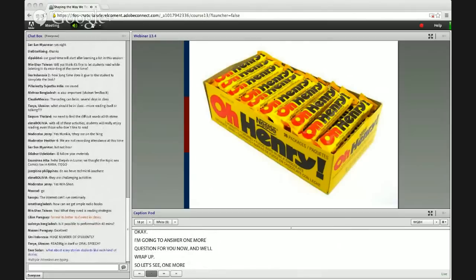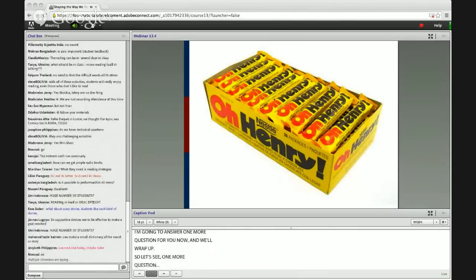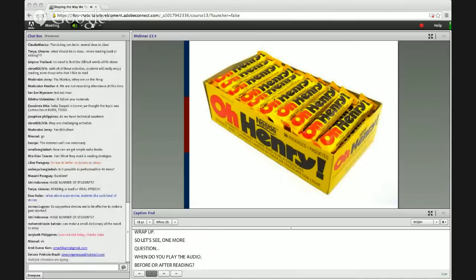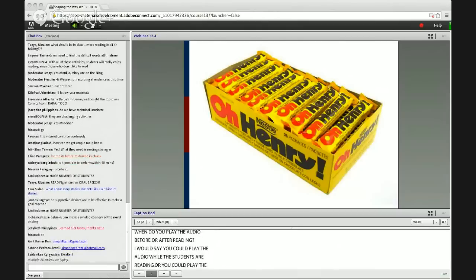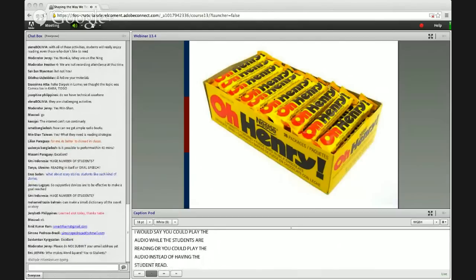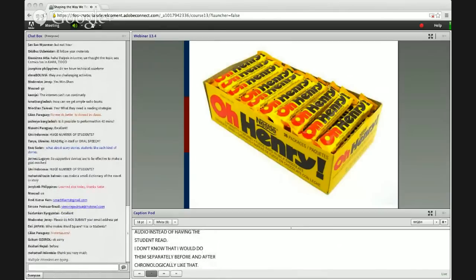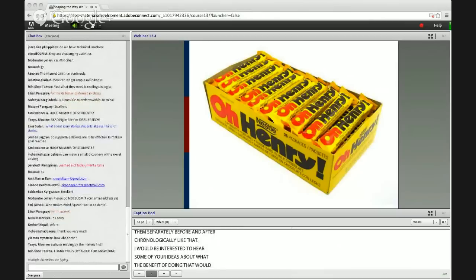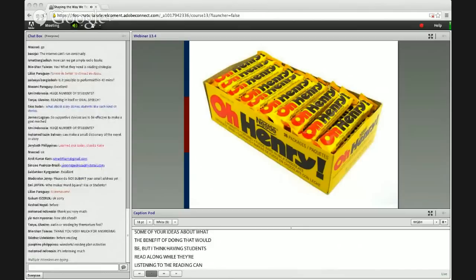Min Shan from Taiwan asks, when do you play the audio, before or after reading? I would say you could play the audio while the students are reading, or you could play the audio instead of having the students read. I don't know that I would do them separately, before and after, chronologically like that. I'd be interested to hear some of your ideas about what the benefit of doing that would be. But I think having students read along while they're listening to the reading can help them to be more fluent readers and not to stop to open their dictionaries.